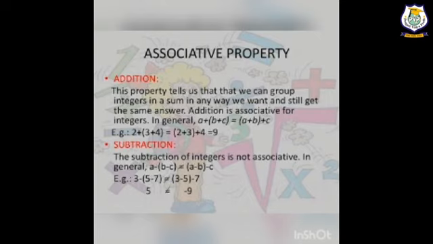In that we can say that this property follows the concept of grouping. So when the grouping is changed, their result does not change. Subtraction. The subtraction of integers is not associative. In general, a minus b minus c does not equal a minus b minus c with different groupings. It means the associative property does not exist for subtraction.